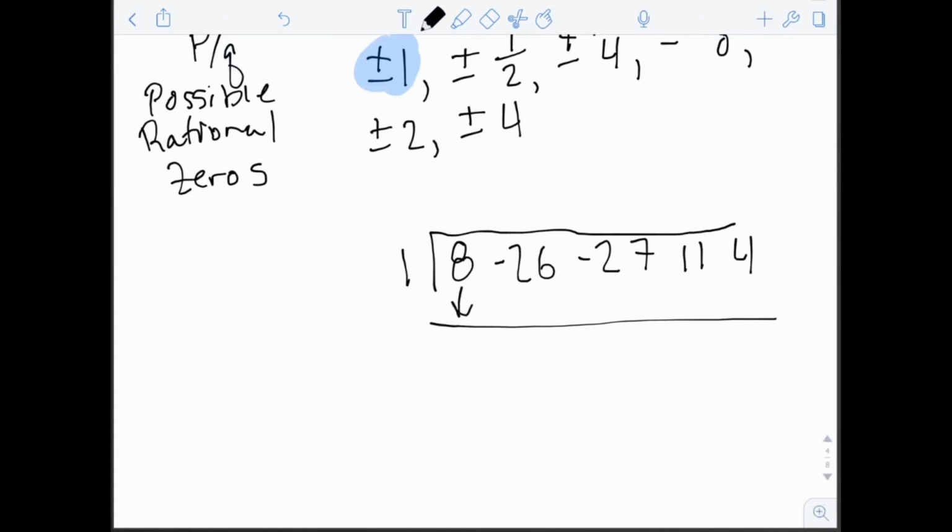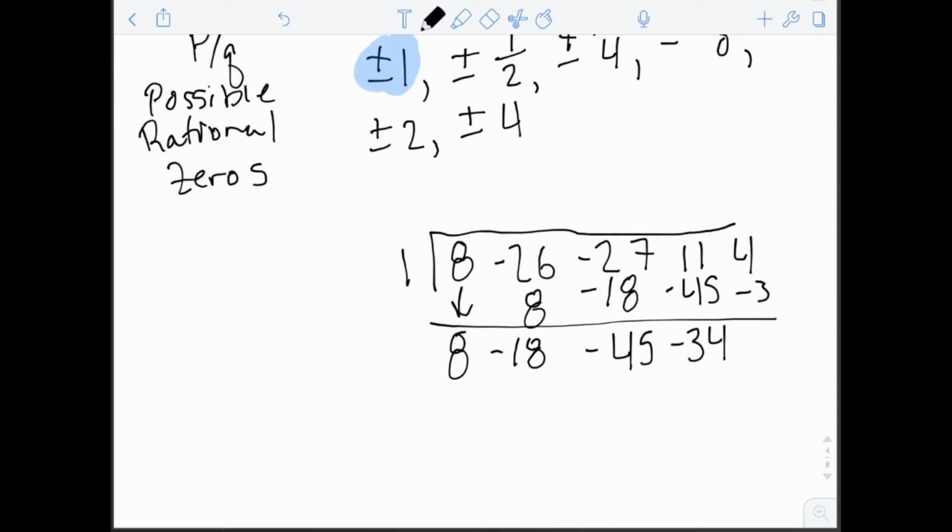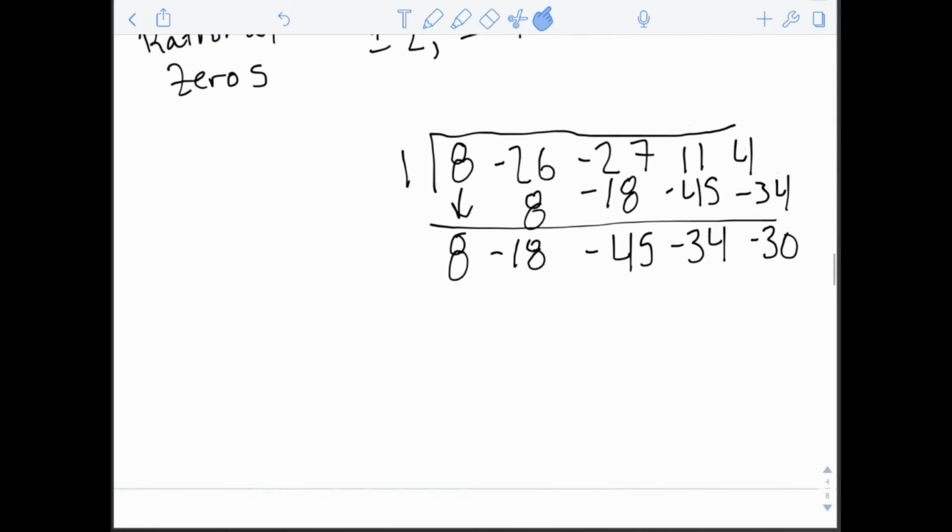Bring the first term down, so that's going to be an 8 times a 1, positive 8. Then continue to add the columns here, so that will give us a negative 18. Then multiply and continue the process of adding the columns. That will give us a negative 45, negative 34, negative 34 times 1, negative 34, which will give us a remainder of a negative 30. So this is not the remainder of 0 that we wanted, so let's try the negative 1 now.